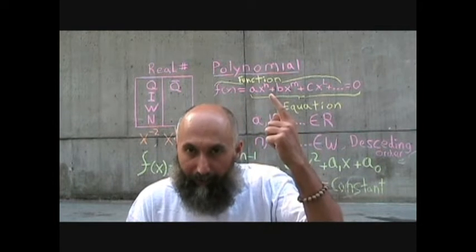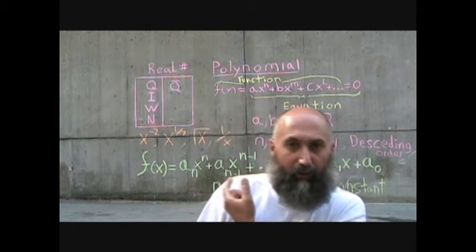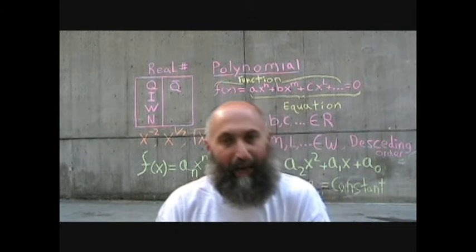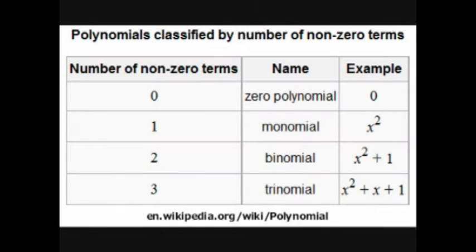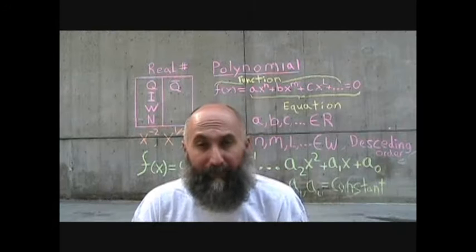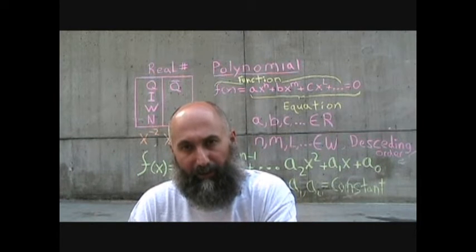A binomial is a polynomial that has two terms, right? So it could have two of these terms, and that's it. That would be a binomial function, bi, two. A trinomial is something that has three terms, right? Tri, three terms, only three terms. Now trinomials could be quadratic functions or not quadratic functions, right?